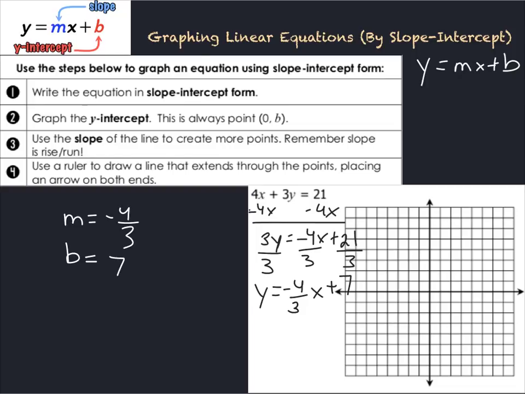Remember, our slope can also be 4 over -3 as well, so we could either go down 4, because remember, slope is rise over run, or we could go to the left 3, but we can't do both.